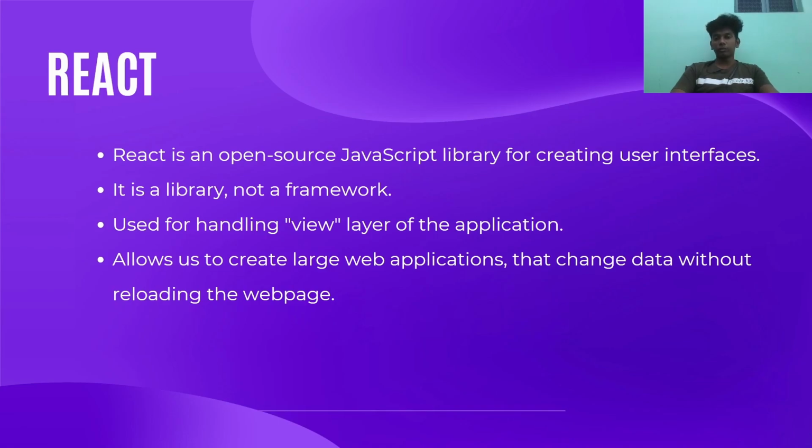That is, while developing an application, we have three layers: the model layer, the view layer, and the control layer. The model layer is where the data is managed, and the view layer is how we represent our website in terms of appearance. Then the control layer is where the user interaction, like the input and output from the user, is taken. React allows us to create large web applications that change data without reloading the web pages.